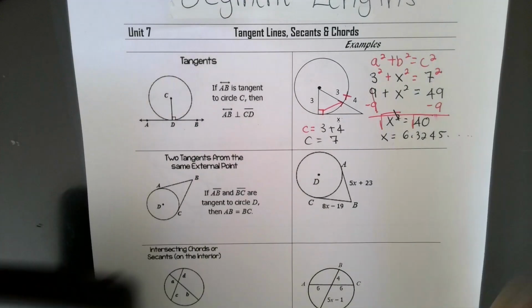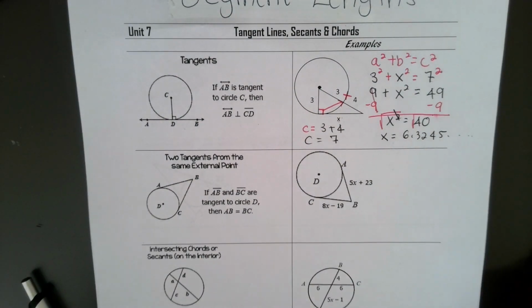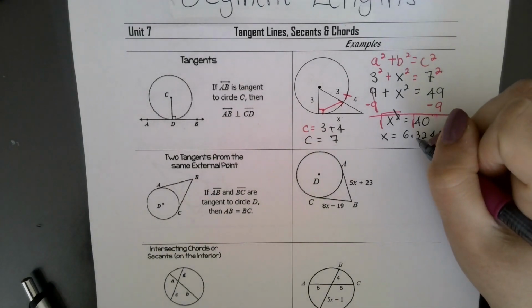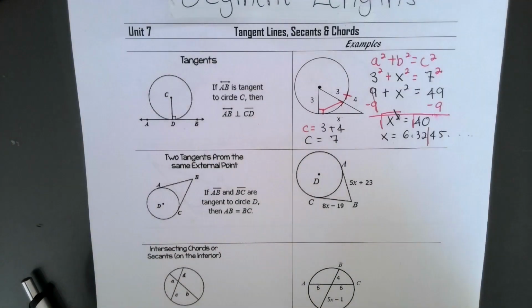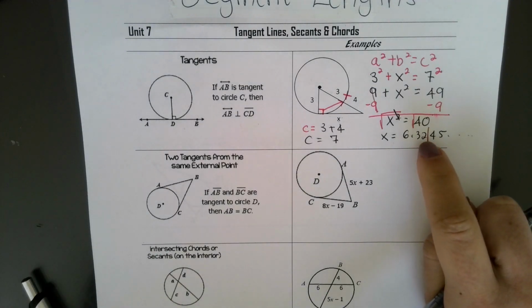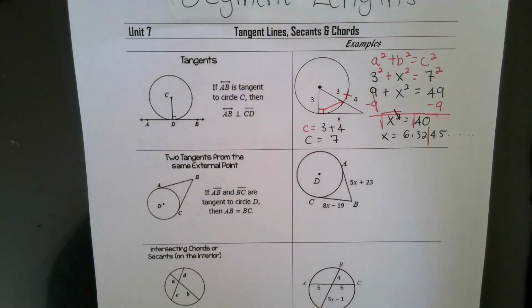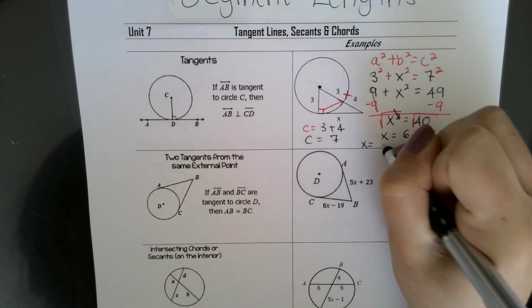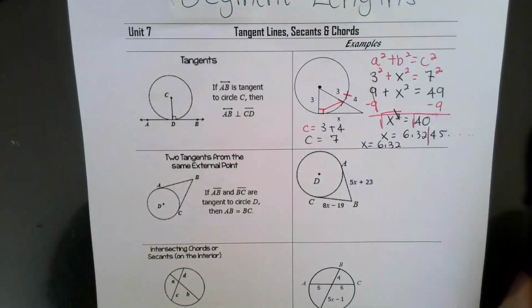You're going to get 6.3245, blah, blah, blah. In this case, let's just round to the nearest hundredth. It just depends on what the question tells you to round it to. Nearest hundredth means 2 decimal places. I would stop there. Because the 4 is not 5 or greater, you don't round up. So that means if I round to the nearest hundredth, it is going to be 6.32.